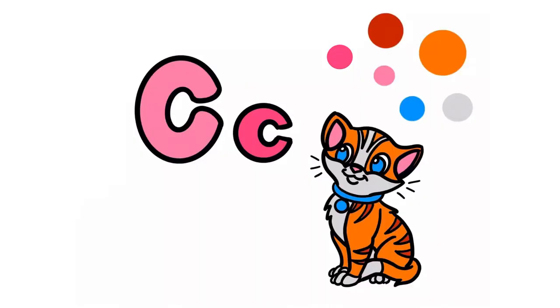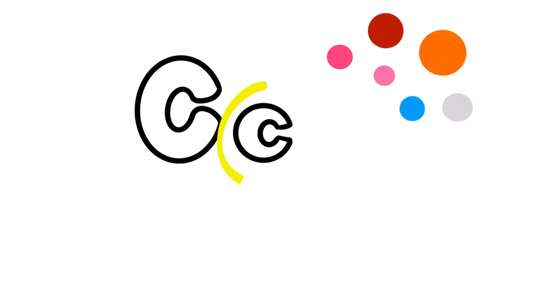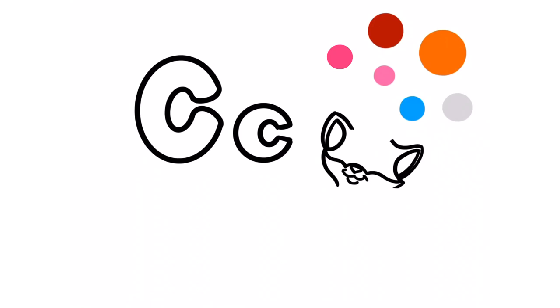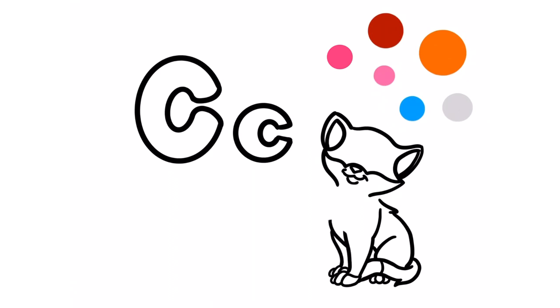Let's learn the letter C. Capital letter C. Lowercase c. Let's draw a cat. What sound does the cat make? You guessed it. Meow. They also make those calming sounds. Do you like it? I love it. I love those fluffy ears.